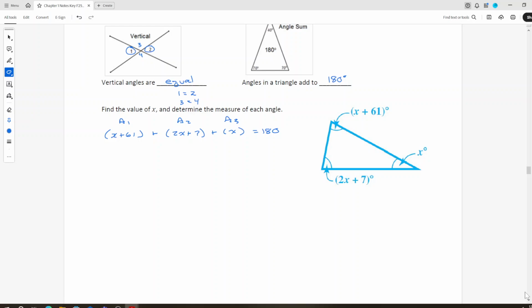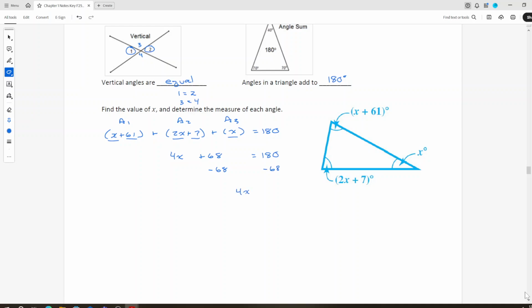So we're going to simplify first. There's no distribution because those brackets don't actually do anything. So we're going to collect like terms. I have x plus 2x plus x, which is going to give me 4x. And then I have 61 plus 7, which is 68, equal to 180. Now I have a linear equation in one variable. I want to isolate x, so the first thing I'm going to do is minus the 68.